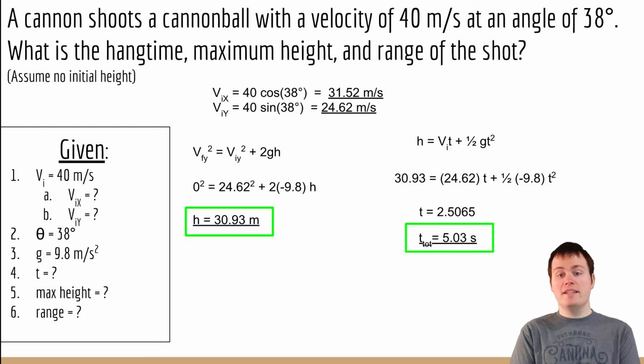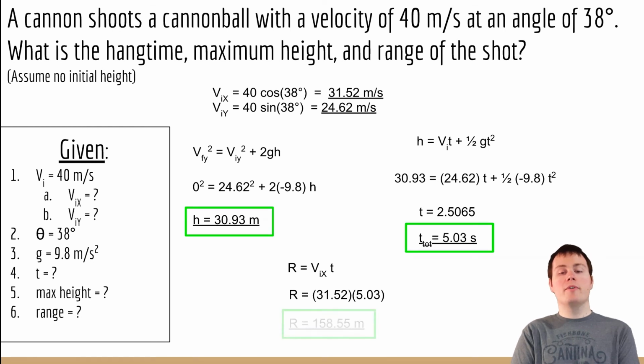This one's actually pretty easy. Range is just equal to initial velocity in the horizontal direction times time. We already knew the horizontal velocity, and we just figured out time, so we just multiply those two together, and we get that the range is equal to 158.55 meters. Hopefully that wasn't too bad.